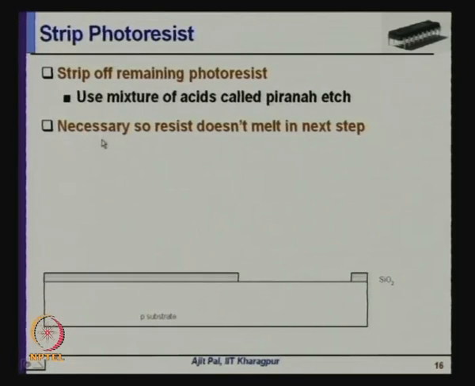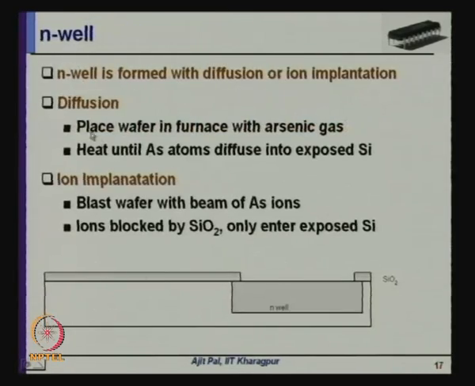Then it is necessary to harden the resist, so that the resist does not melt in the next step. Then what will you do? You will form the N-well with diffusion or ion implantation.